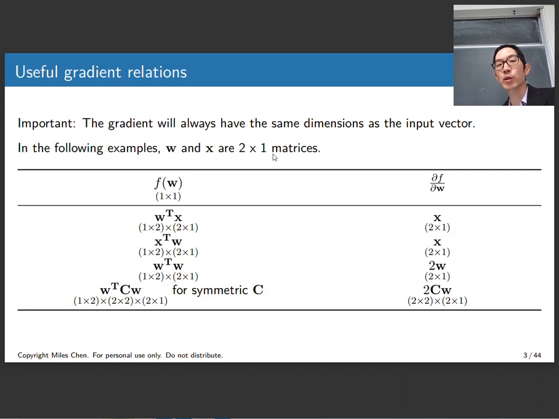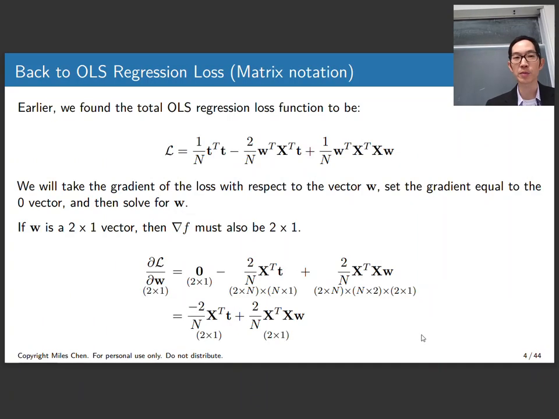So if w is a 2x1 matrix, the gradient of, say, x transpose w is going to be a 2x1 matrix, in this case x. x transpose w outputs a single scalar value, and the gradient of that with respect to w is x. w transpose w is also a 1x1 scalar, and the gradient of that with respect to w is 2w, which has dimensions 2x1. Similarly, if you take w transpose C w for symmetric C, the gradient with respect to w is also going to be a 2x1. So these are handy, helpful relationships.